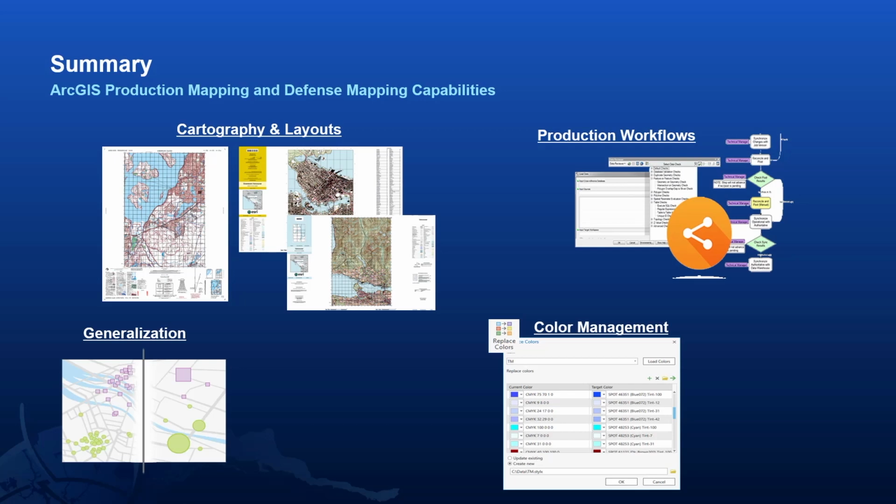Thanks, GC. So in summary, the key takeaways are that ArcGIS Pro 2.6 production mapping and defense mapping are production ready. The ability to collect data and perform quality control on that data, and then create multiple scale products, allows the users to work through the end-to-end process for topographic production.